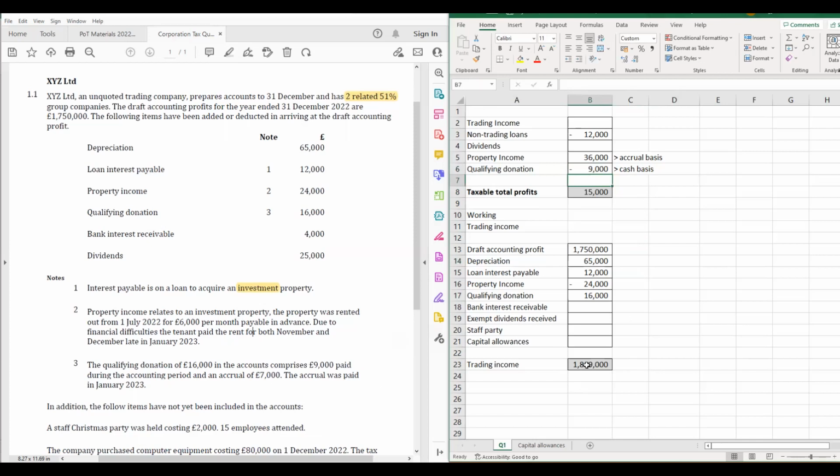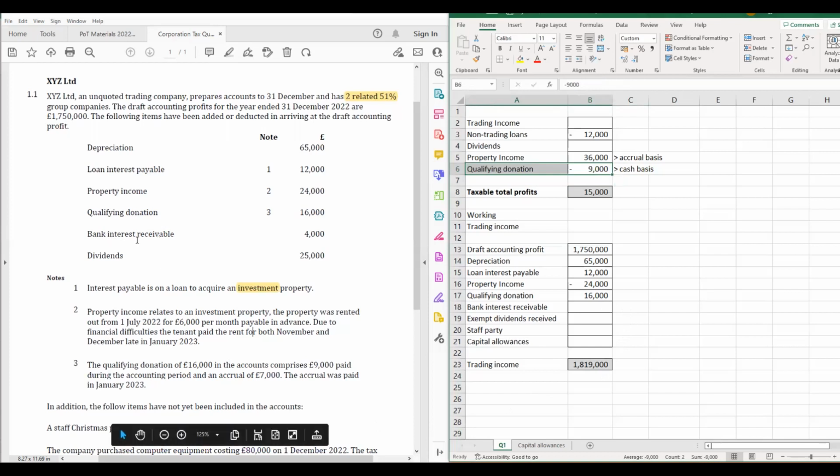Now, of course, in Jan 2023, when they actually pay that £7,000 as the accrued amount, that will be eligible in the year to December 23 as a relief, as a qualifying donation in that year. So we're only going to be picking up the cash number here for the qualifying donation.